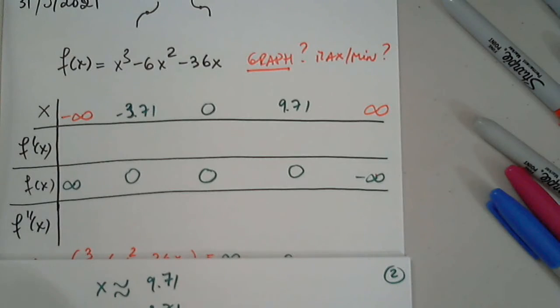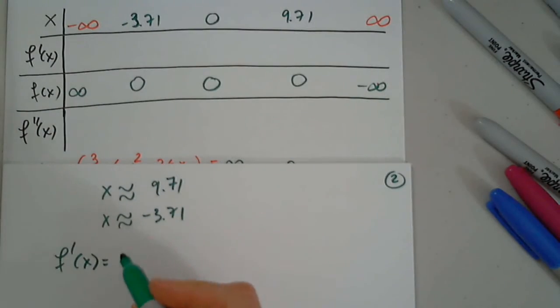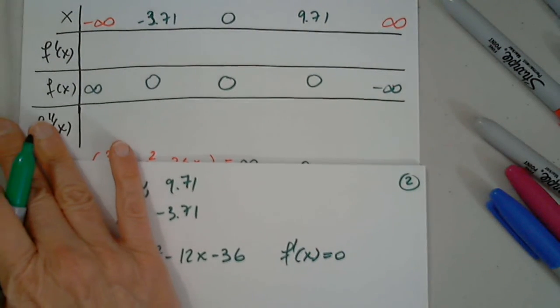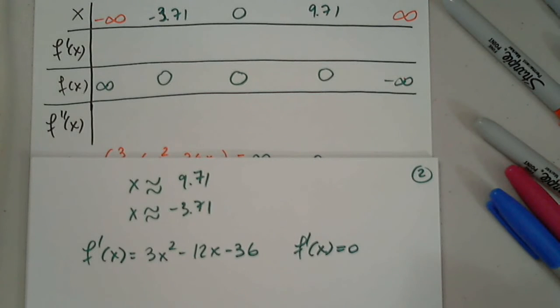So now I continue with the first derivative. So the first derivative is 3x squared minus 12x minus 36. Immediately I set this equal to 0 in order to find what? What are we finding? Critical points. Critical numbers, very good. So then I have 3x squared minus 12x minus 36 equals 0.